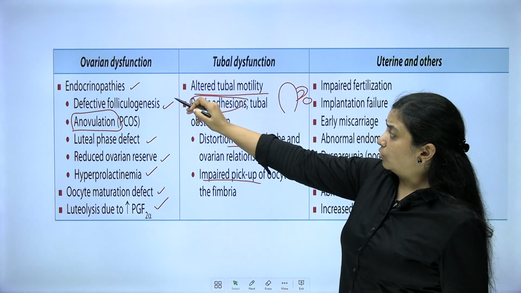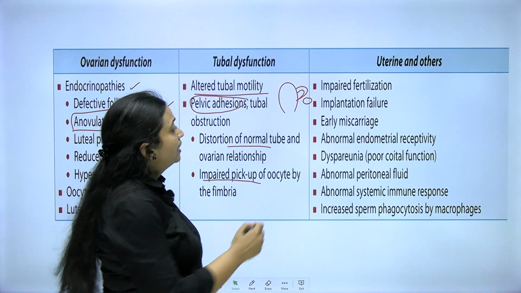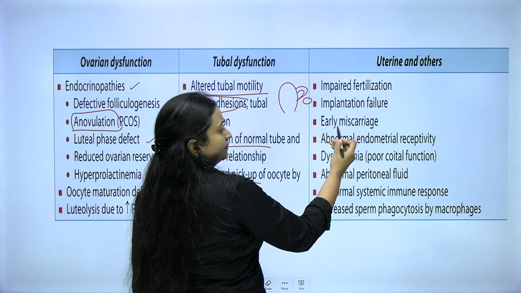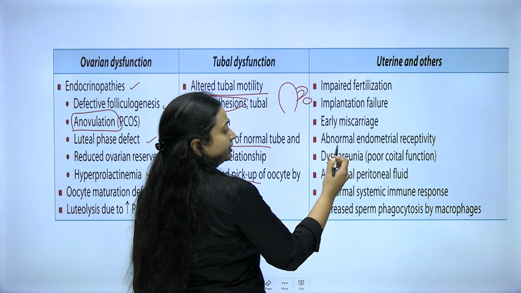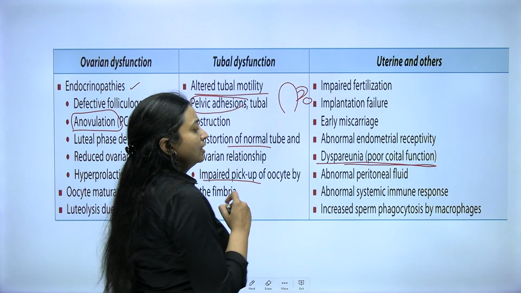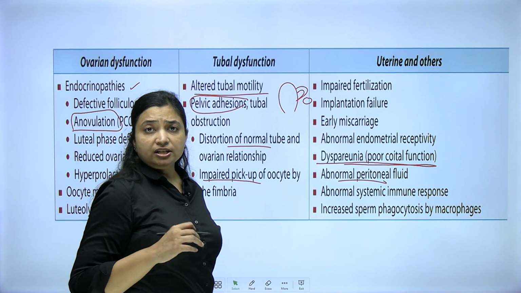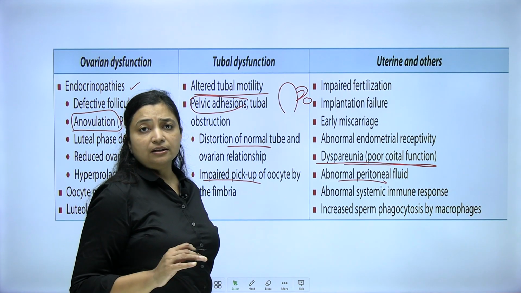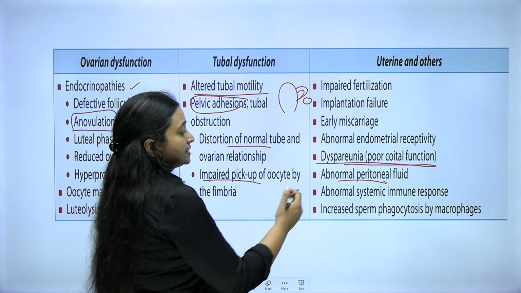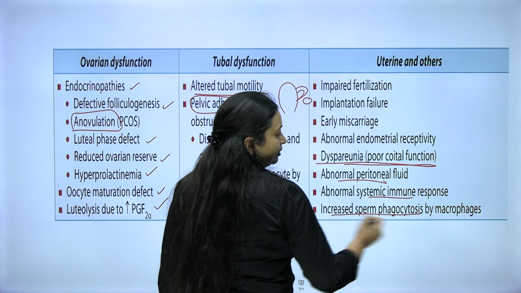So it could be either ovarian or tubal, or if you come over here, uterine causes: impaired fertilization, impaired implantation, early miscarriages, abnormal endometrial receptivity, dyspareunia causing poor coital function, abnormal peritoneal fluid, which we have already studied, that there are changes in interleukins and prostaglandins in the peritoneal fluid which causes implantation failure, abnormal systemic immune response to the pregnancy, and increased sperm phagocytosis.